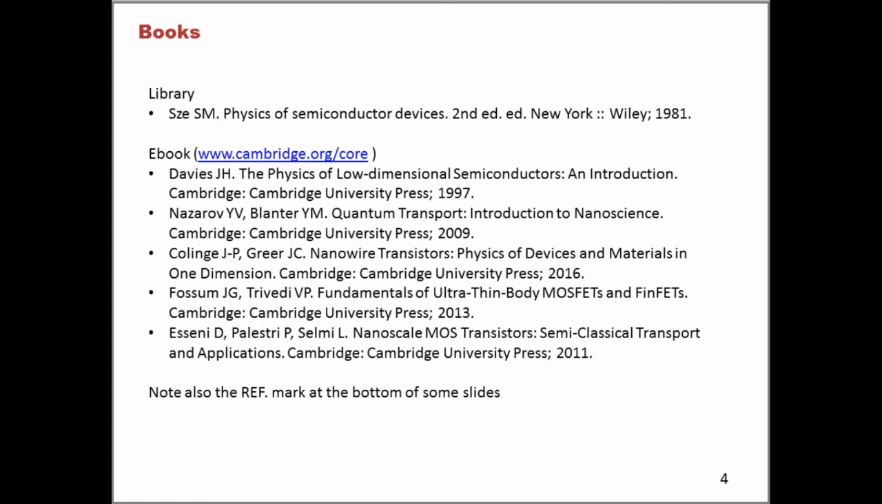Regarding the books that you can have a look at, the fundamental one I would say that you could look at is Sze, Physics of Semiconductor Devices. You can find it in the library, and there are also some e-books that are available through our library, and these are listed here. Very nice books. We don't do everything obviously that is in there. I just picked some things that are quite interesting, and please look at the reference marks that I put at the bottom of some of the slides that could point you to the reference I've used to create that particular slide or that particular content.